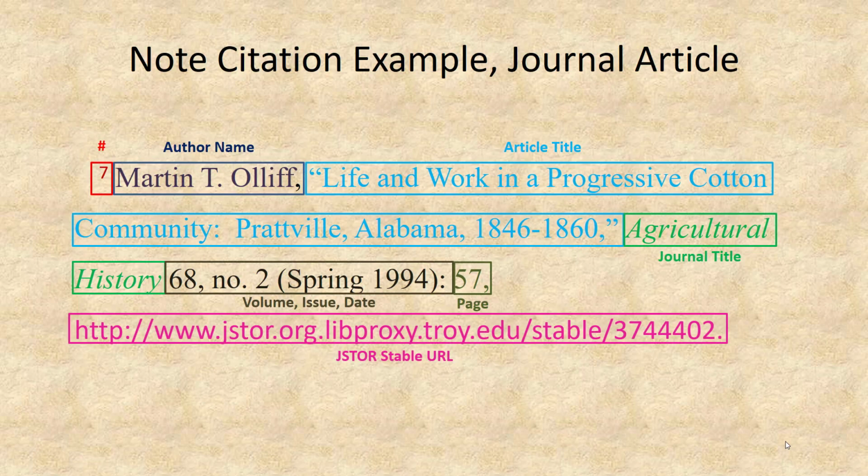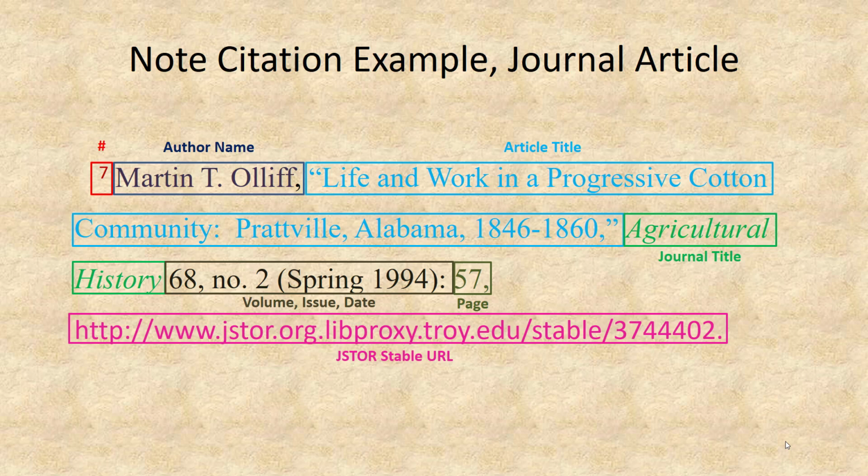Here we see an example with the various elements in different colored boxes. The note number is in bright red. Author's name is in purple, followed by a comma. Article title in light blue. You can see it breaks across the line, enclosed in quotation marks with a comma inside the close quote. Journal article in bright green, italicized, not followed by a comma.